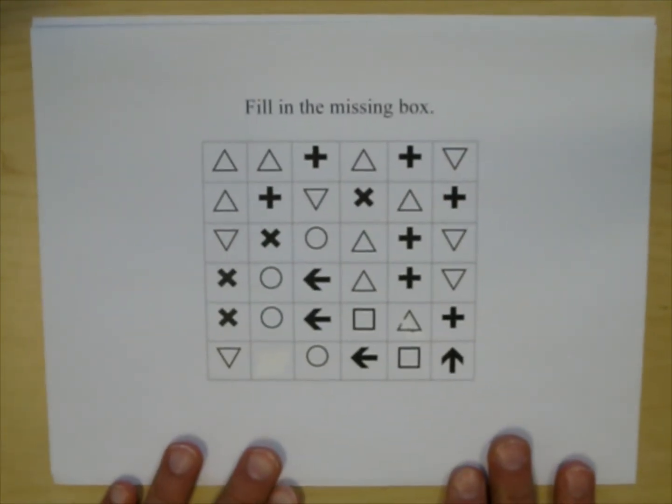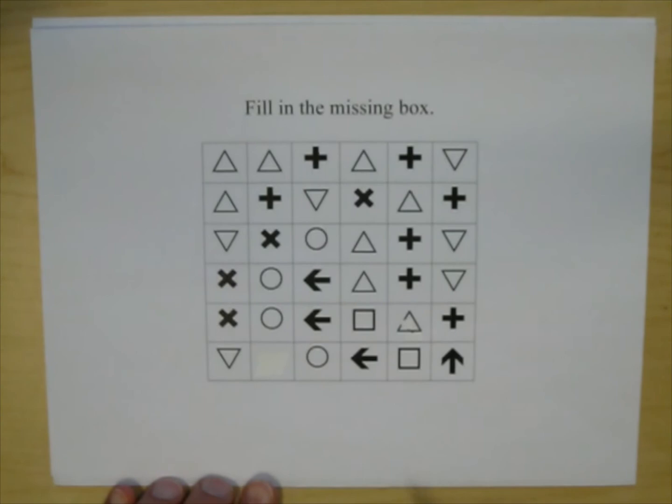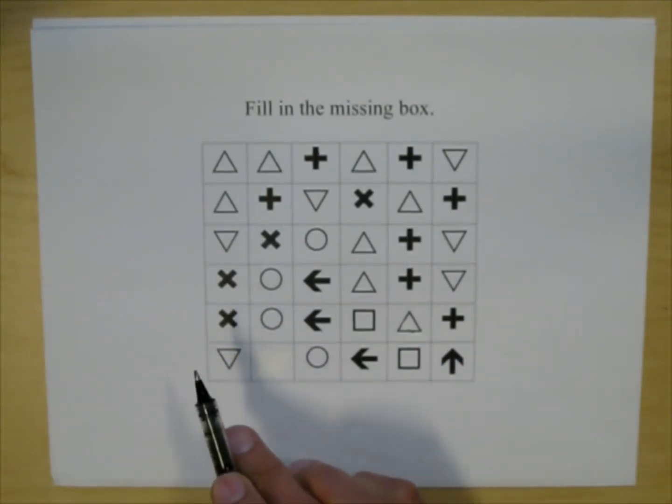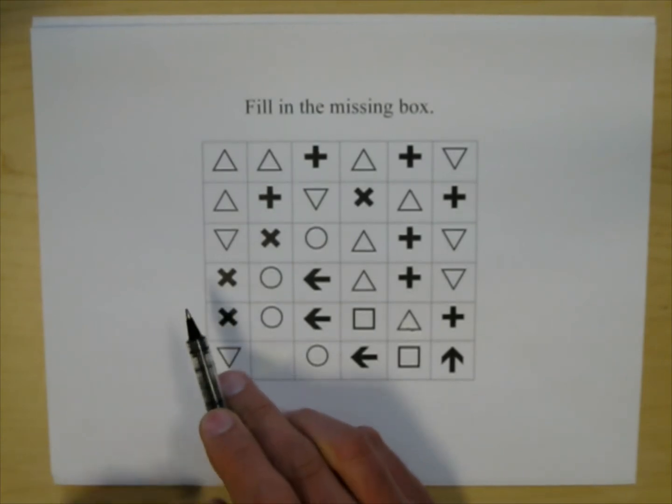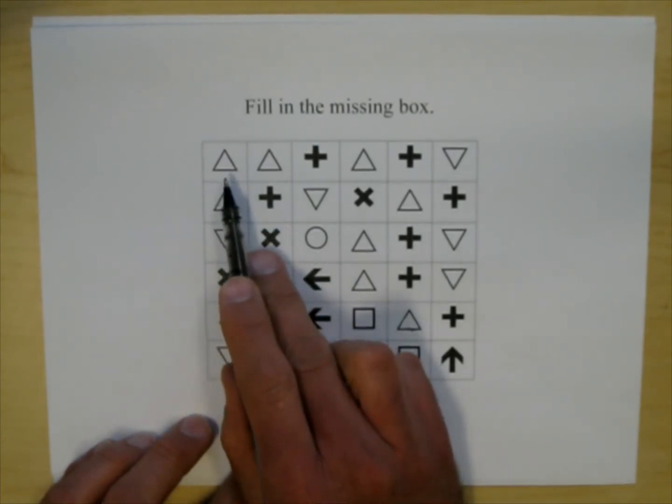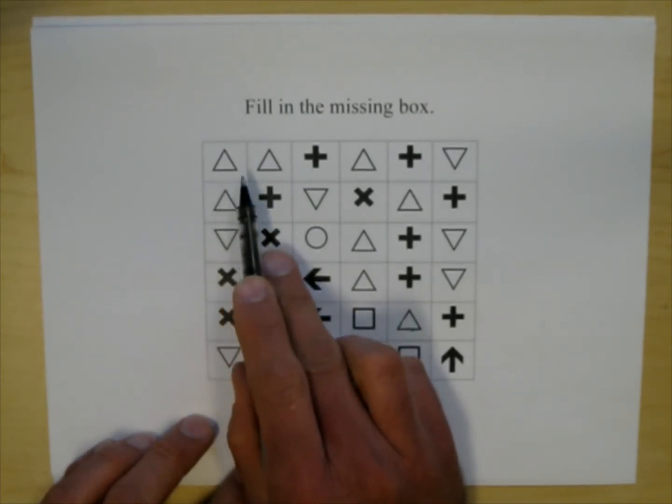The next puzzle, fill in the missing box. So the solution to this happens to be gotten by reading from left to right, line by line. So watch this. Triangle, and then look.